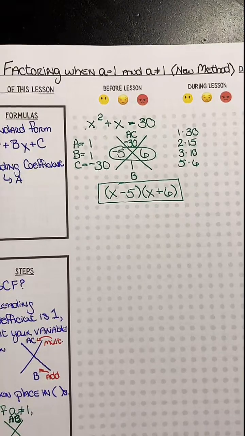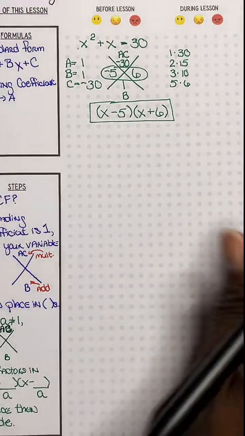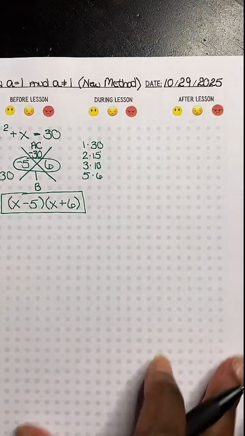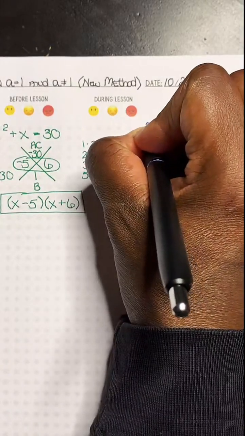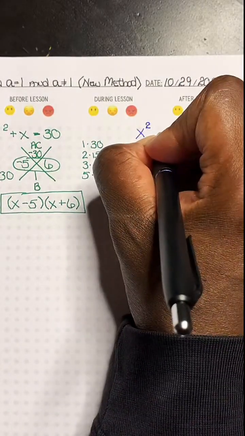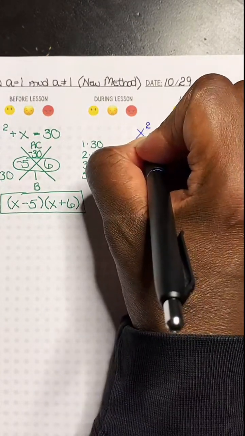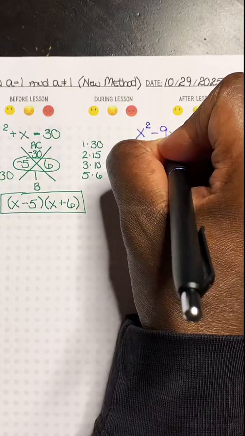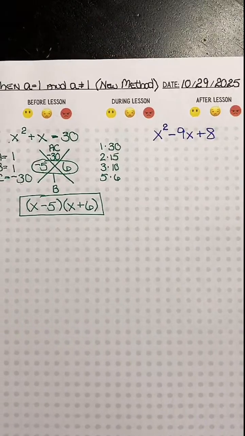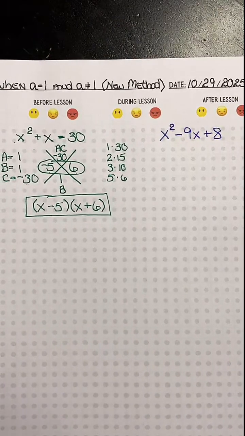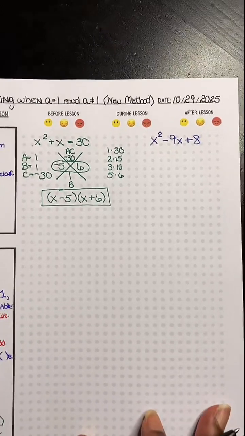So let's take a look at another one. I'm going to switch colors here. Let me slide it over to here. So if we have x squared, let's go with this one. x squared minus 9x plus 8. Try to make it a little bit smaller so you can see the other one I used as an example.